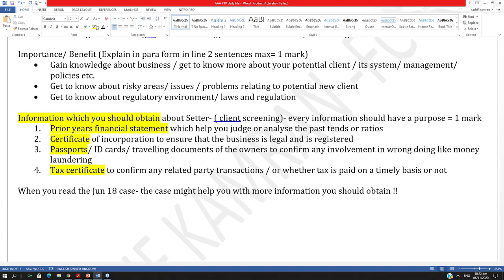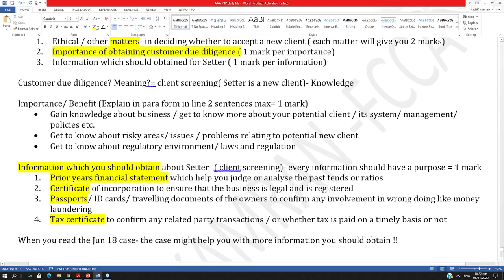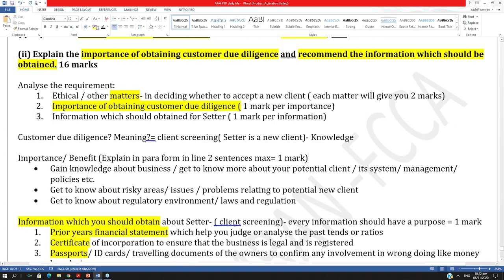So will you be reading the June 18 paper and identifying how things will be? So will you be able to go with this question? What was unusual in this June 18 paper? The requirement number 1 was the carry forward requirement from what we did in the December 18 paper, the matters in deciding whether to accept. The requirement number 2 was a very knowledge requirement asking you the importance.